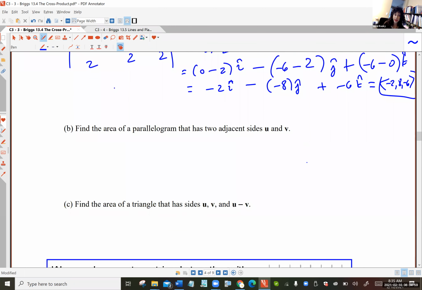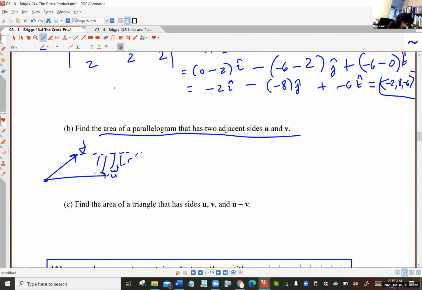Now we're going to do letter B. Well, what about finding the area of a parallelogram that has two adjacent sides, u and v? Okay, so if I draw a picture, let's say this is u. I don't know what they really look like. There are some vectors in space. If you can imagine those as two adjacent sides of a parallelogram, I'll draw in the other two sides with dotted lines, we want the area here.